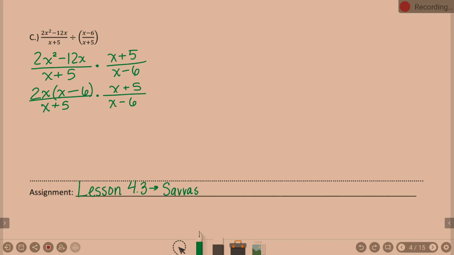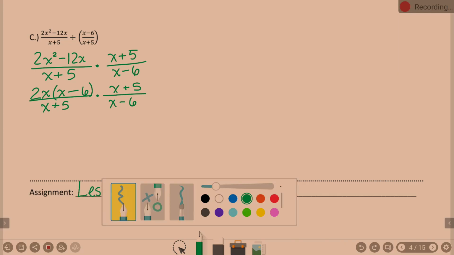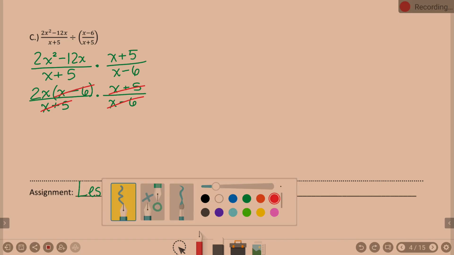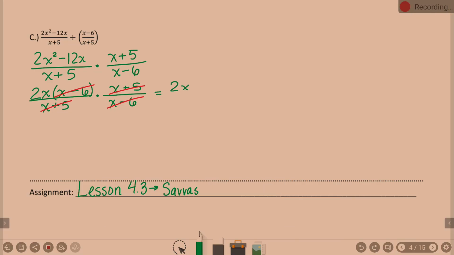What cancels? x plus 5 and x minus 6. Leaving me with 2x. Okay. And we could say 2x over 1 if you want, but if there's nothing in the denominator, just 2x. Now, if there's nothing in the numerator, the 1 would matter, yes? Okay.